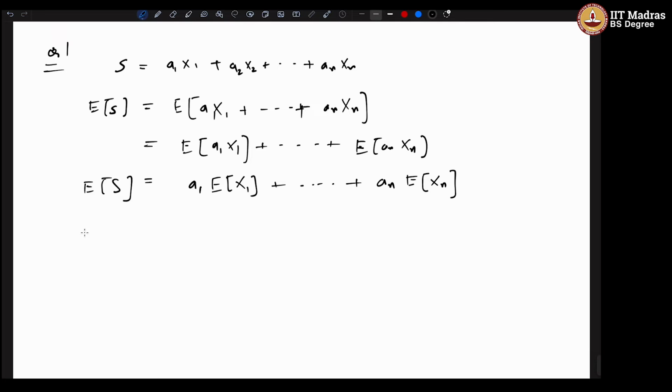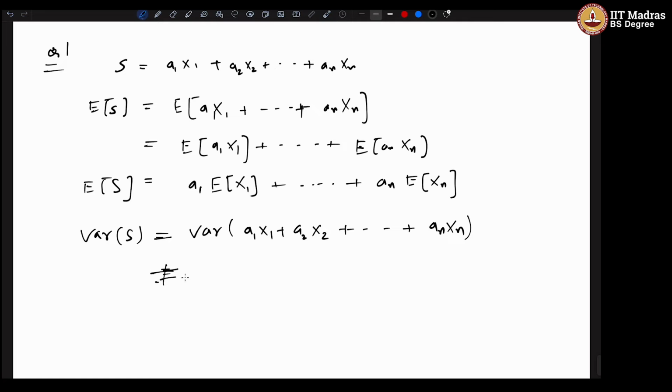And the variance of this we cannot write that way, because the variance of S is equal to the variance of a1 times x1 plus a2 times x2 till an times xn. To put the variance inside, or to write this as the sum of the variances of the individual xi's, we need the condition that x1, x2 to xn are independent. Since there is no information given about independence, we cannot write it like that.